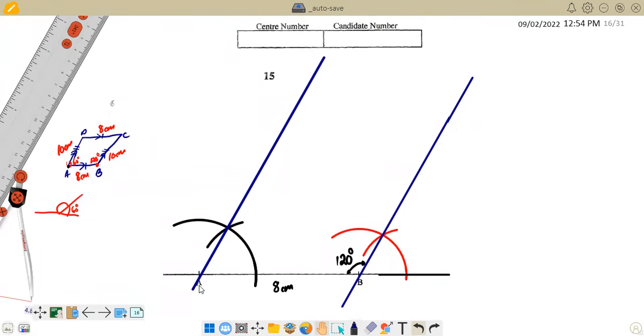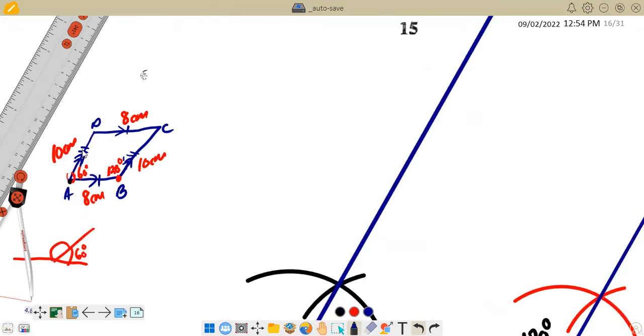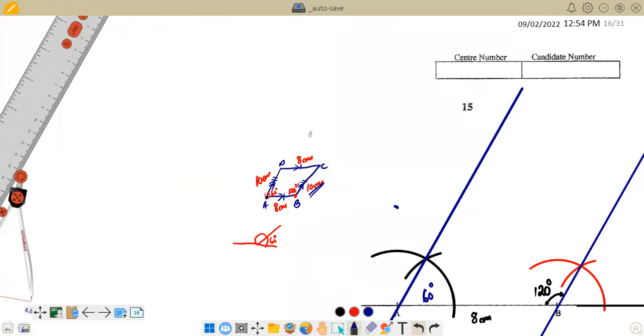Remember, this is where our A was. Okay, I forgot to indicate the pen. This is where our A was. Okay, now we've got our 60 degrees. Yes, we can indicate this is 60, but it's not important because it's not given on our diagram. So let us measure here. We know that from B to C along this 120 degrees on our sketch, we have got 10 centimeters.